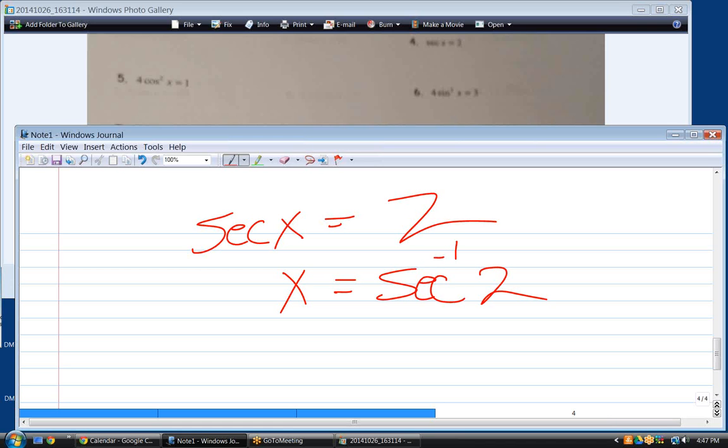Myself, I tend to think in terms of sine, cosine, and tangent. So whenever I'm dealing with one of the other 3 functions, I kind of have to do a bit of translation in my head. So inverse secant of 2 is the same as what?